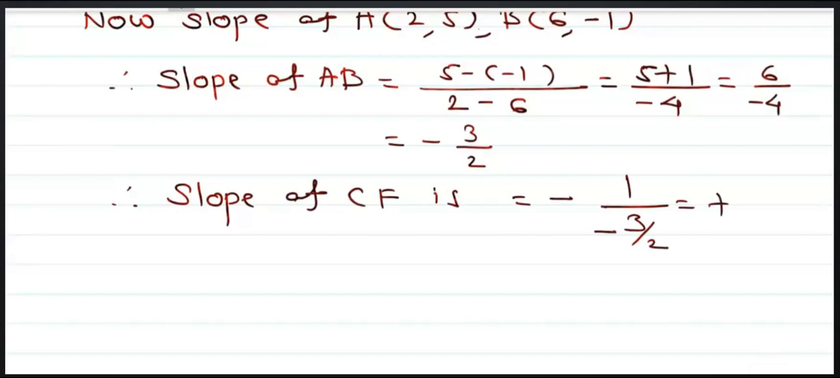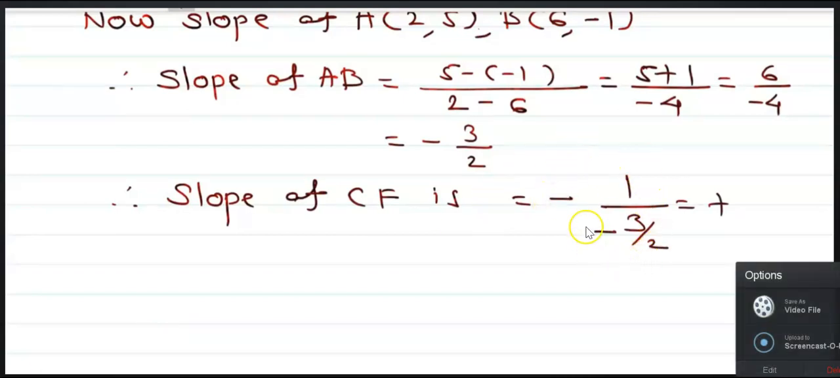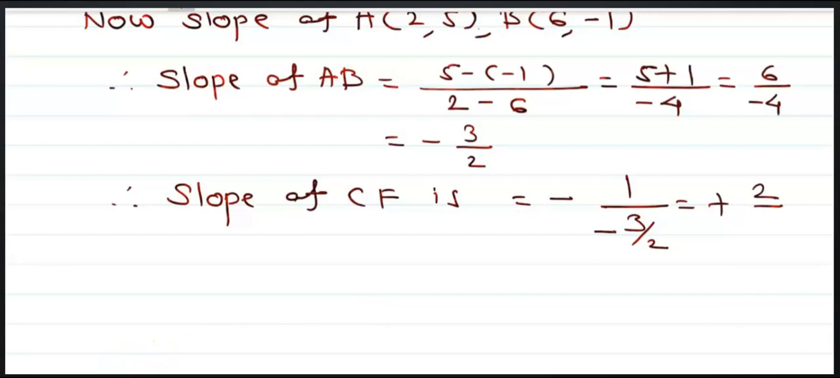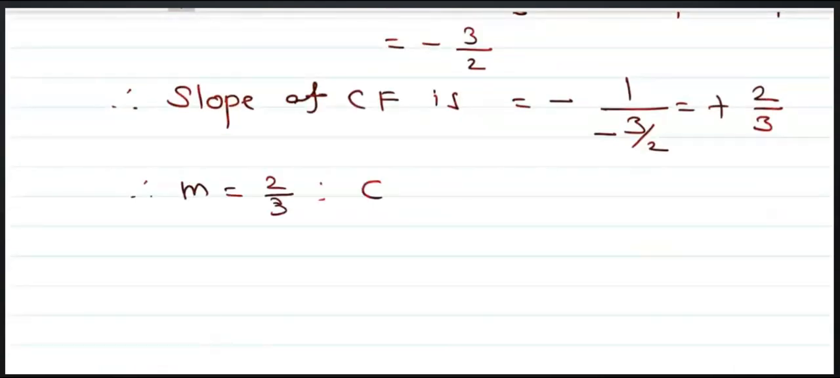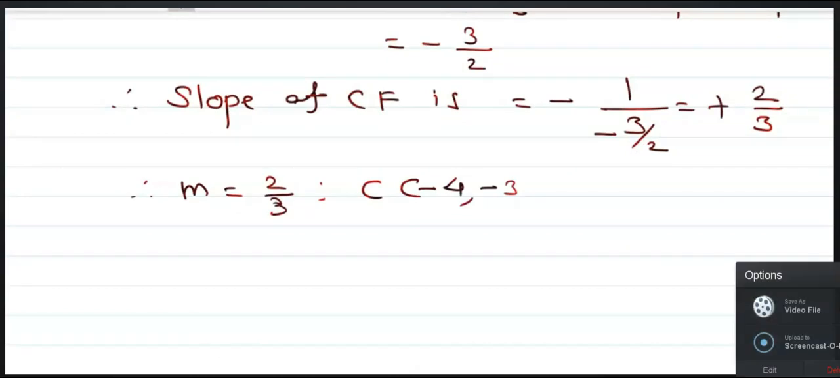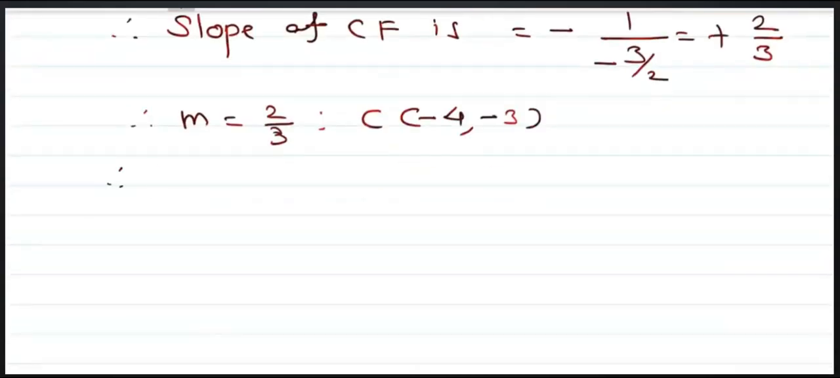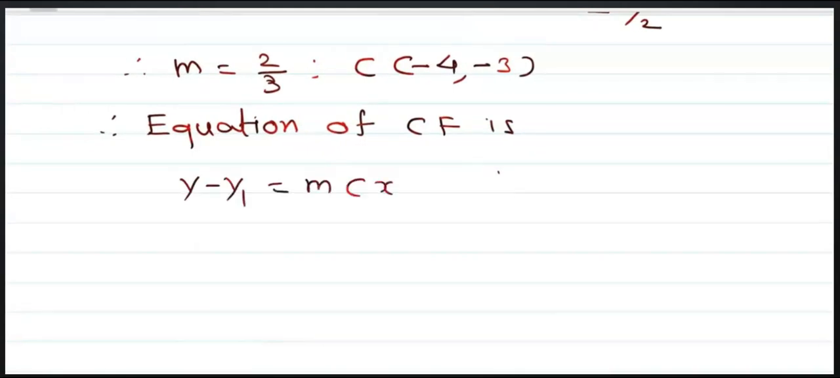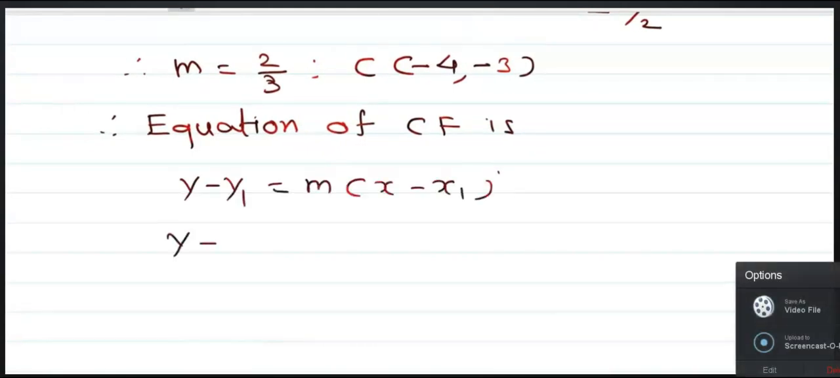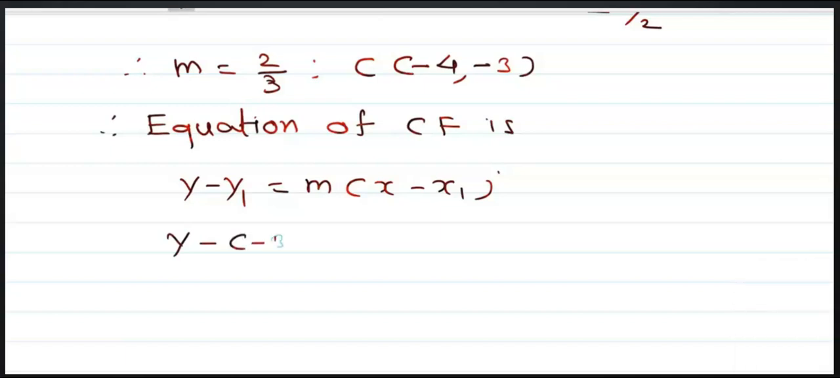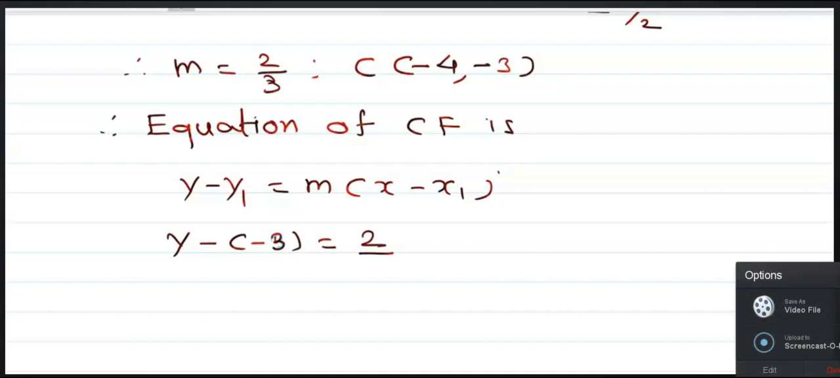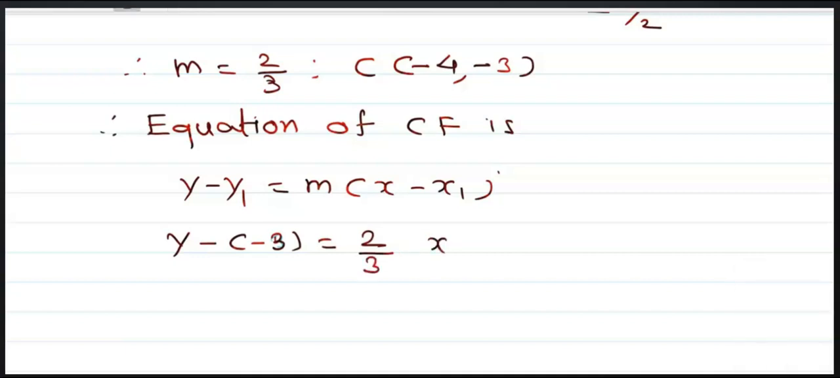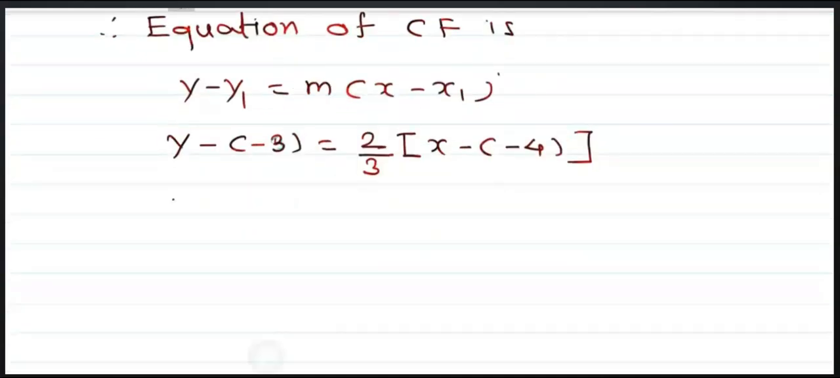This is the slope of AB. Now slope of CF is the negative reciprocal, that is -1 upon -3/2, and that is equal to 2 upon 3. This is the slope of CF. m is equal to 2 upon 3 and C is -4, -3. Therefore, the equation of CF is y minus y1 is equal to m in bracket x minus x1. That is y minus in bracket -3 is equal to 2 upon 3 in bracket x minus in bracket -4.